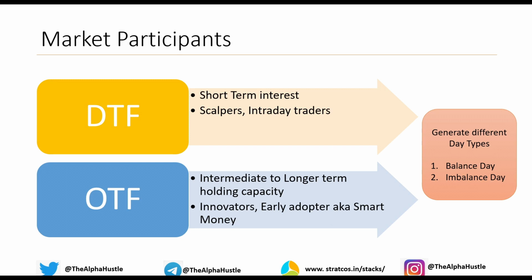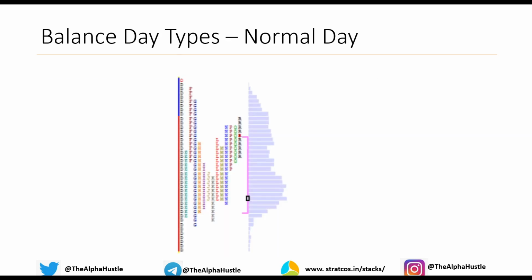The other sect of traders are the other time frame traders. These are the ones who have an intermediate to longer-term holding capacity and are generally termed as smart money, who are basically innovators or early adopters. These are the ones who drive the markets, whereas day time frame traders create liquidity in the market. Depending on the presence of these market participants within a trading session, different day types or profiles get formed. These are categorized into balanced days and imbalanced days. Okay, we'll start with the first of the three balanced day types.